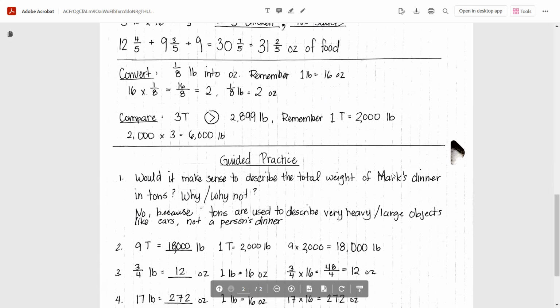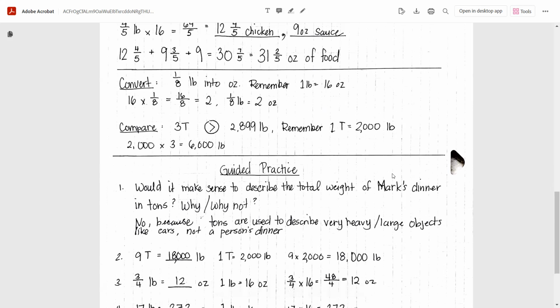And for my last 2 examples before we jump into our guided practice, convert 1/8 pound into ounces, and the other one is comparing 3 tons or 2,899 pounds. Now, 1/8 pound into ounces. If 1 pound is 16 ounces, I need to do 16 times 1/8 or 16/8, which is equal to 2. 1/8 pound is equal to 2 ounces.